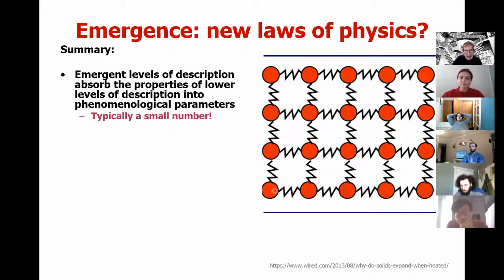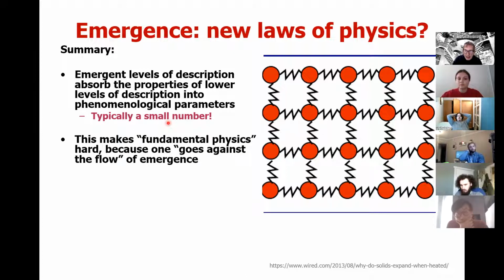Okay, so what I've told you then is that emergent levels of description absorb the properties of lower levels of description into phenomenological parameters, typically a small number. This is one of the things that makes fundamental physics hard. So I tend to differentiate what I do as a statistical physicist, a condensed matter physicist, or sometimes a biological physicist, as opposed to what other physicists who call themselves high energy physicists or elementary particle physicists do. That is because what we're trying to do is take a level of description of matter and then ask what are the consequences of their interactions and what are the new laws that emerge at a higher level. So we're trying to understand the behavior of electrons in a magnetic field in 2 dimensions, for example, and we find that there are many new exotic states of matter that emerge from that.